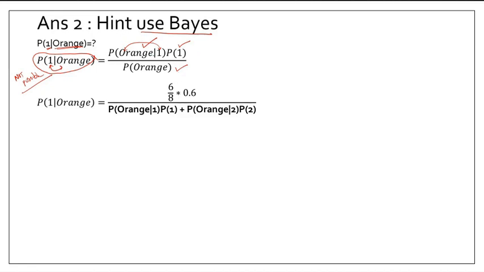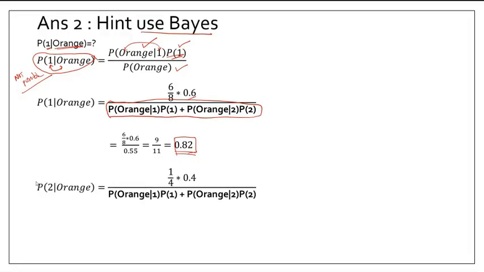Probability of orange given container 1: I know that there are 6 oranges out of the 8 fruits. So 6 by 8, then I know the probability of getting container 1. So this is the case. Then I know the probability of orange that I calculated on the last slide. So it is 0.55. So if I substitute everything, then I know that the chance that the orange is coming from container 1 is 0.82. So the chance that it is coming from container 1 is equal to 0.82.